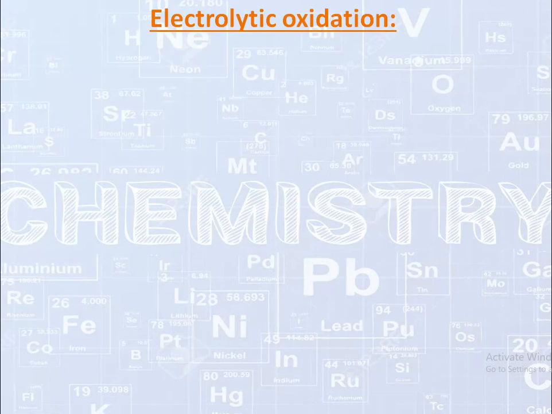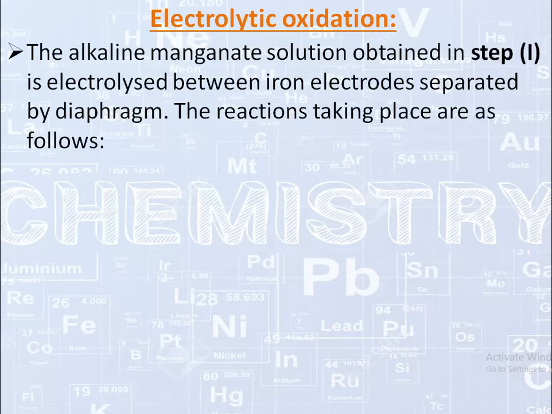Next method is electrolytic oxidation. So the second method of oxidation of potassium manganate into potassium permanganate is electrolytic oxidation. It means the alkaline manganate, that is potassium manganate solution obtained in the first step, that is from pyrolusite to potassium manganate, is electrolyzed between iron electrodes separated by a diaphragm.